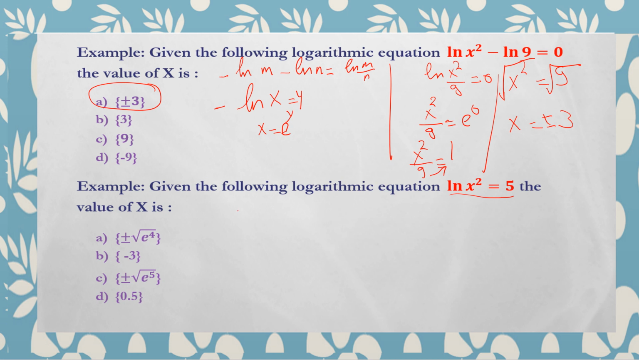Again, recalling the property says ln x equals y means x equals e power y. So in this equation, we can find the value of x using this property, and then x squared equals e power 5. And by taking the square root of both sides, we get x equals plus or minus square root of e power 5, and the correct answer is C.